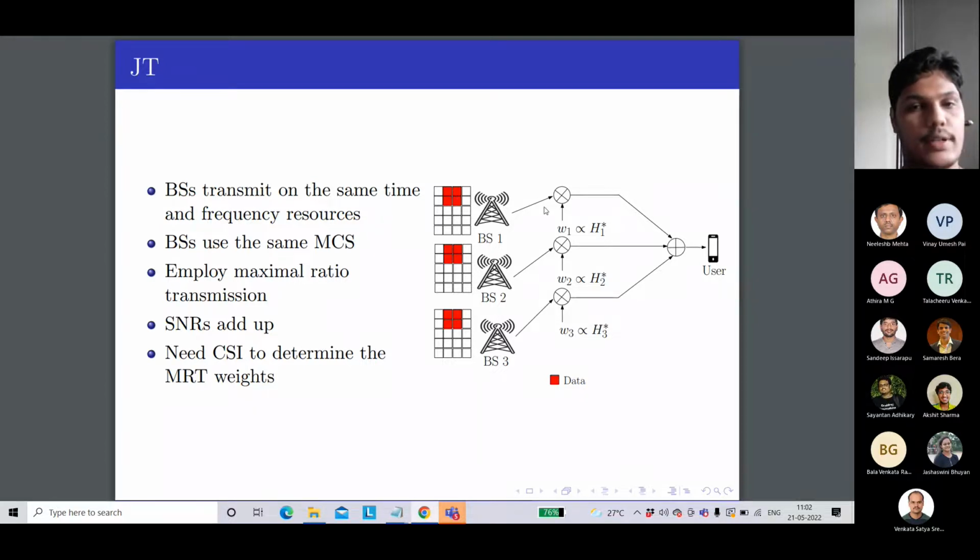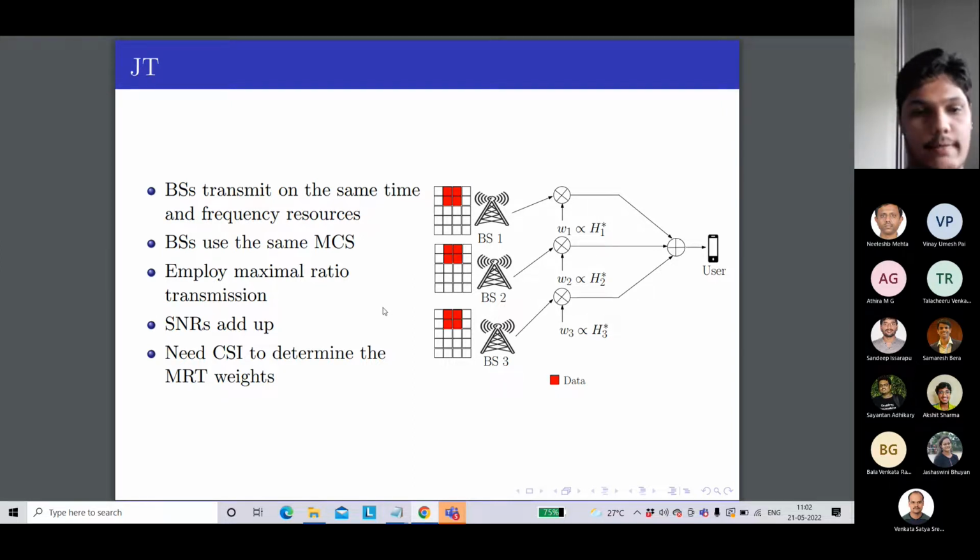So what is maximal ratio transmission? In it, the signal from each base station gets multiplied by a weight that is proportional to the wireless channel gain between the base station and the user. Here H1 is the wireless channel gain between base station 1 and the user, so the weight is proportional to the wireless channel gain. As a result, the SNRs add up. We need channel state information to determine the MRT weights, because the MRT weights are proportional to the channel gains.